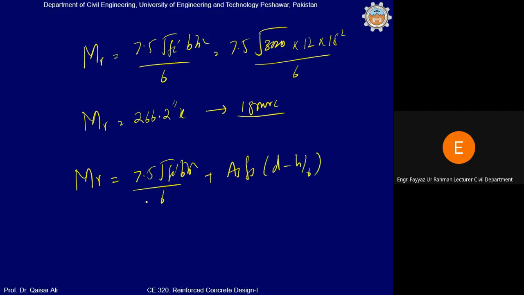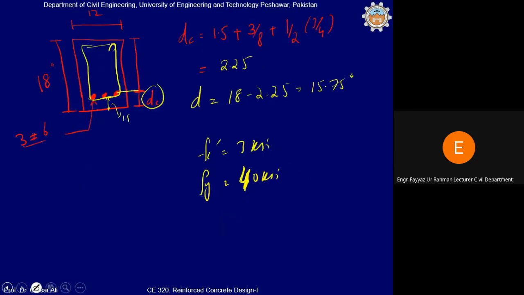Clear? Now this we have calculated, it is 266.2, plus As in this case is equal to 1.32. Fs we have already calculated in the previous one.